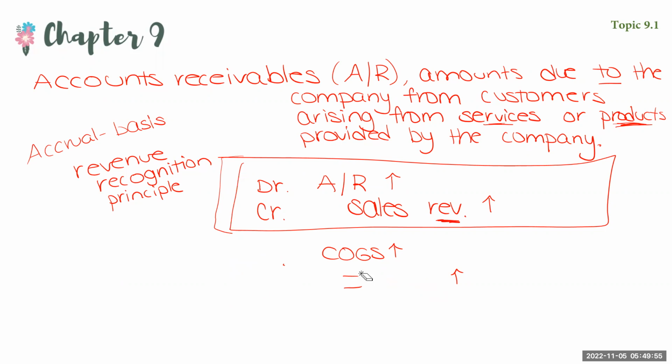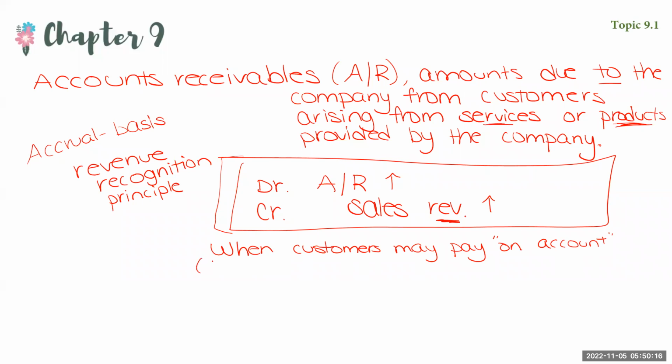Okay. Now, the inherent problem with allowing customers to pay on credit. So when customers may pay on account, right? And when we say on account, we mean a direct line of credit with the company. Direct line of credit. Like they're not using a third party Visa, MasterCard, right? We are directly extending them the credit from the company. So the problem with that is when customers pay on account, there is a chance of default. Right?